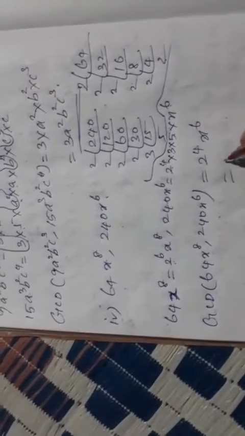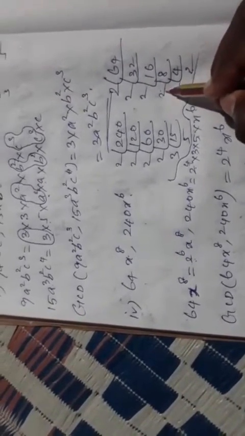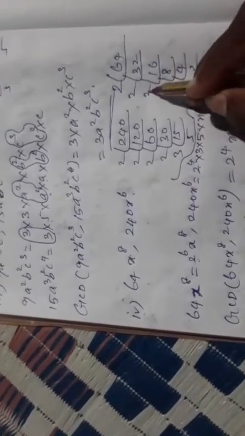Then x power 6 and 2 power 4. What is the value? 2 power 4 is 16. 2 twos are 4, 4 twos are 8, 8 twos are 16. Then 16 x power 6 is the required factor, and the solution is over.